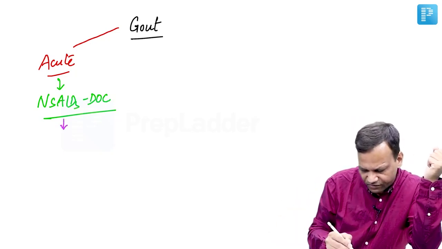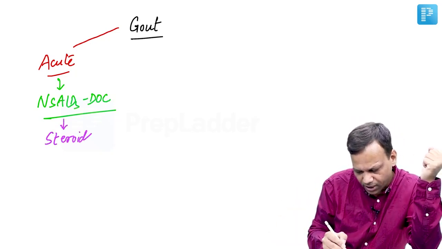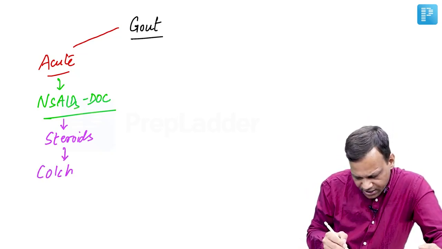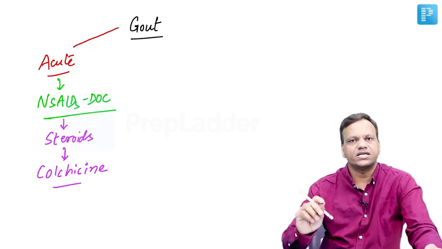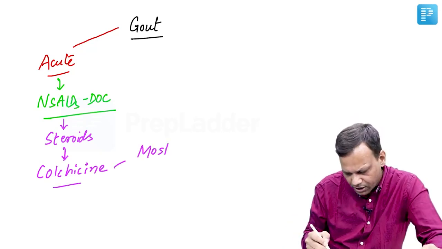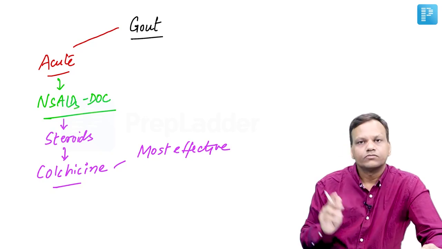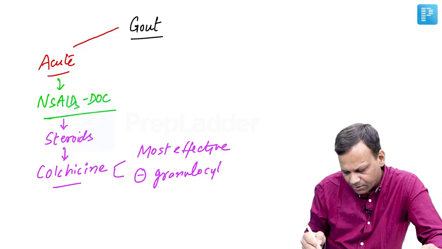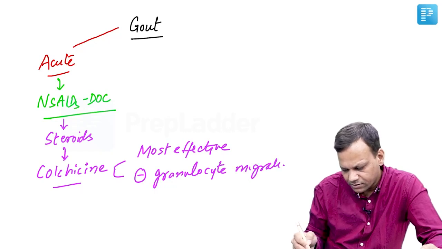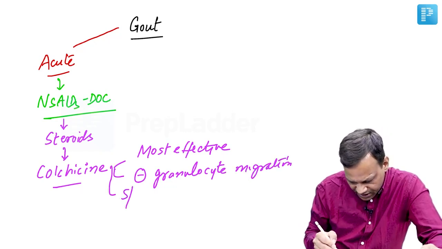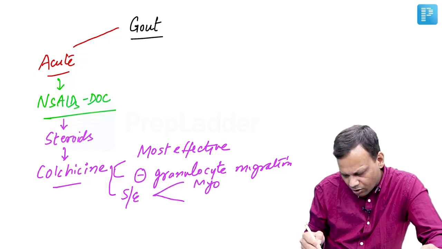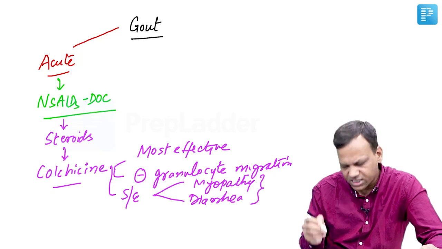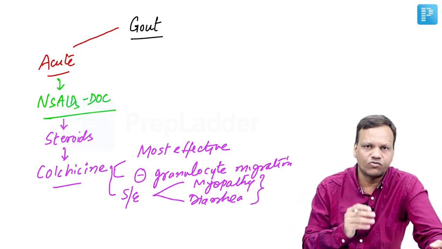If NSAIDs are not effective, we can try steroids, particularly intra-articular steroids. And if they are not effective, then we have the strongest drug called colchicine. Colchicine is the most effective drug for acute gout. Colchicine acts by inhibiting the granulocyte migration, but it is not preferred because of side effects. Particularly, it can cause myopathy and intractable diarrhea. So because of these two side effects, we use colchicine when we cannot manage gout with any other drug.